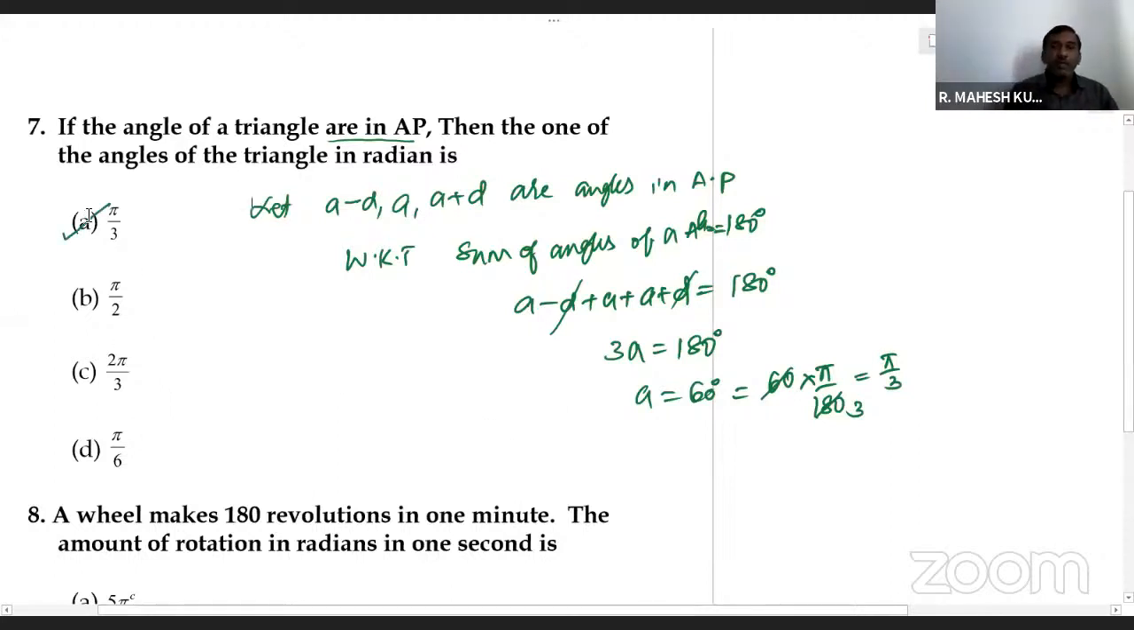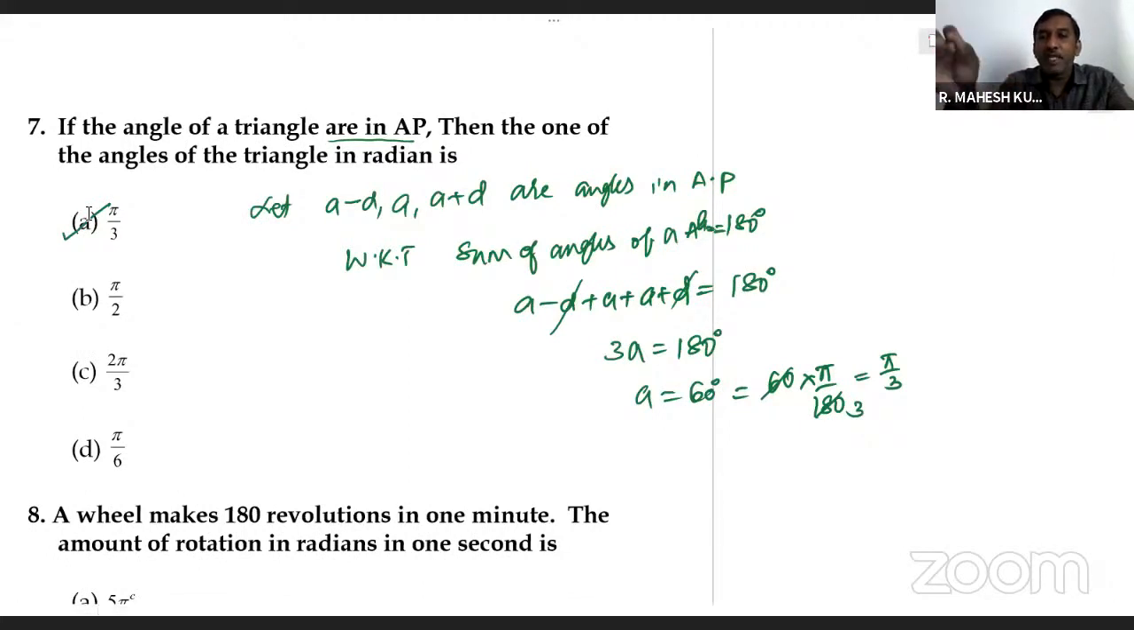So I should assume A minus D, A and A plus D are the angles which are in AP. You can make use of the formula. You know that the sum of all the angles of a triangle is always 180 degrees. When you add those three, you must get 180 degrees.